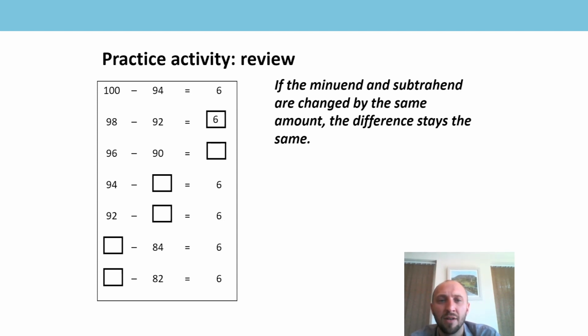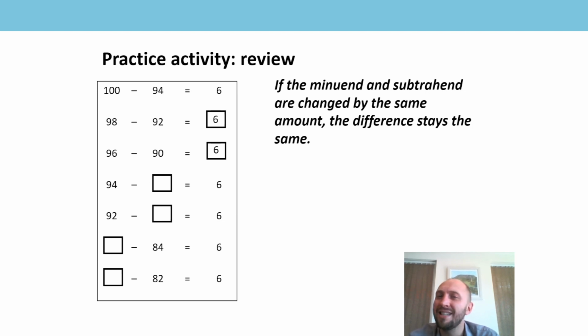Well done. There's two ways you could look at the next question. We could look at the previous calculation of 98 subtract 92, or we could go back to the original calculation. And again, we're seeing what's happened to our minuend and subtrahend. So from the original one, I've subtracted 4 and subtracted 4. From the previous calculation, you'll see I've subtracted 2 and I've subtracted 2. Either way, I've done the same to the minuend and the subtrahend, which means my difference stays the same. So it's 6.